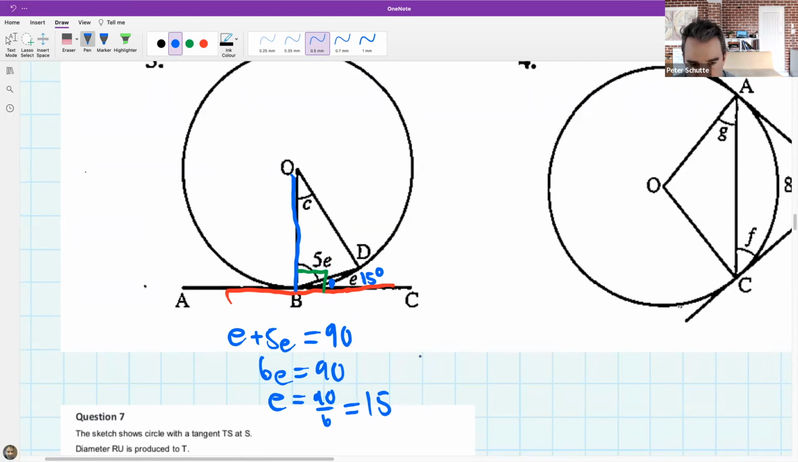So if E is 15, then 5E will just be 5 times 15, which is 75. So this angle here is 75. I want to know, before we go for our break, what is going to be the angle C up here? Who thinks they know what the angle C is going to be? Can you see what C is?